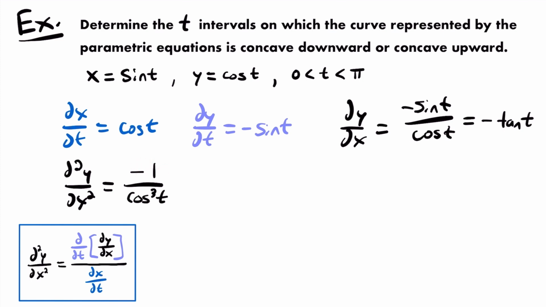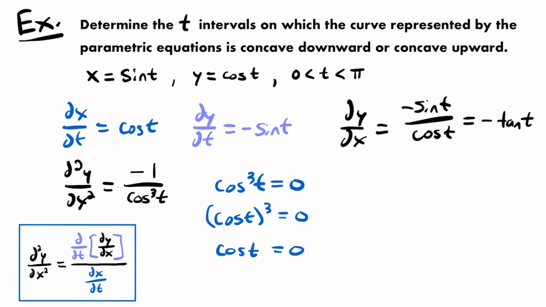In this case, the numerator is negative 1. There are no t's in that numerator, so there's no need to set the numerator equal to 0. The numerator will just never be 0. So let's look at the denominator. Let's set cosine cubed t equal to 0, which is the same as cosine t cubed equal to 0. If we take the cube root of both sides, that gives us that cosine t is equal to 0.